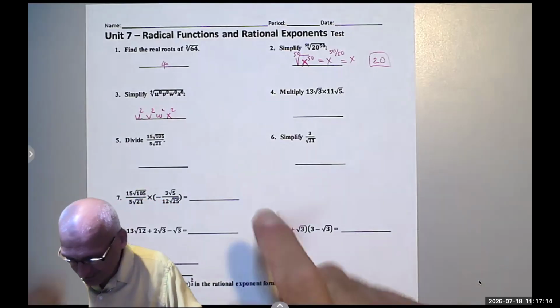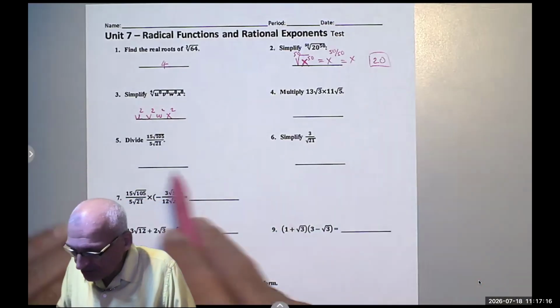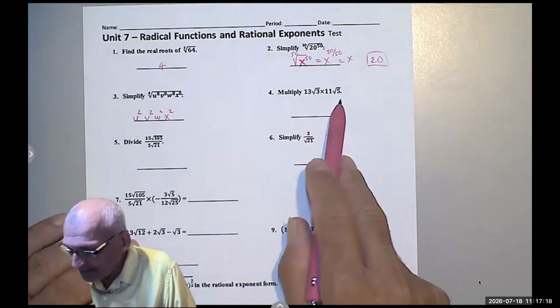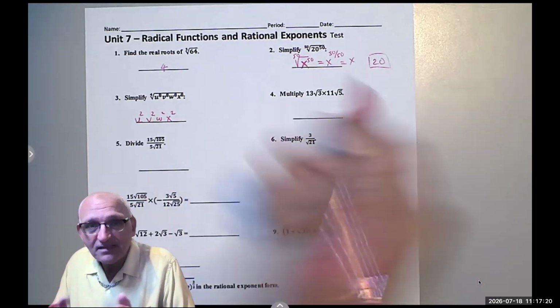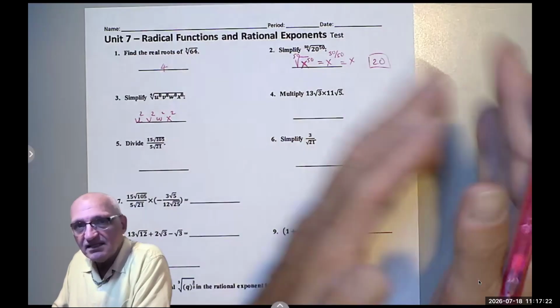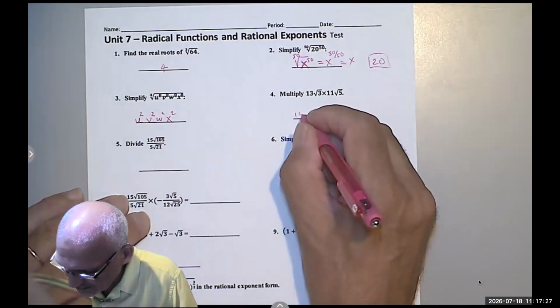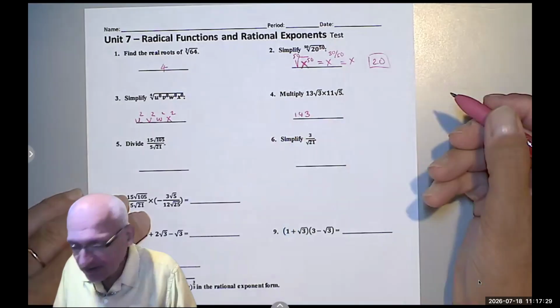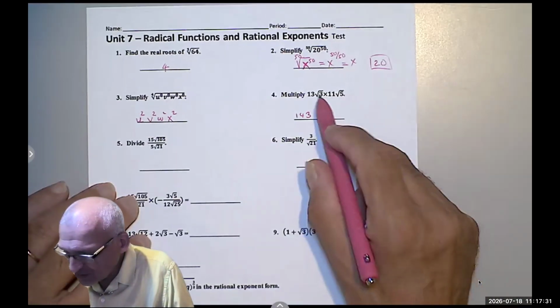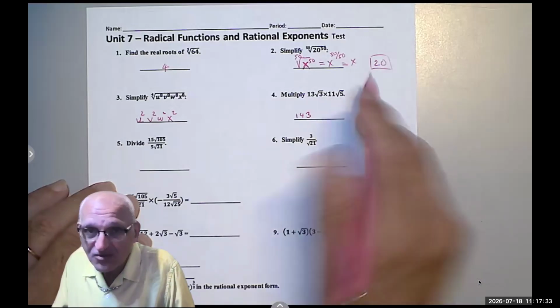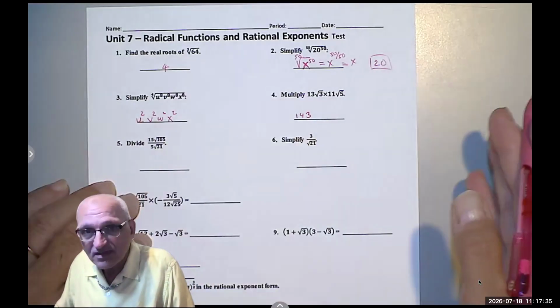Next I'm going to multiply. When you multiply, multiply the numbers together and then the radicals together. So I have 13 times 11, which is 143. Of course, you know how to multiply by 11, right? And the square root of 3 times the square root of 5 is the square root of 3 times 5.